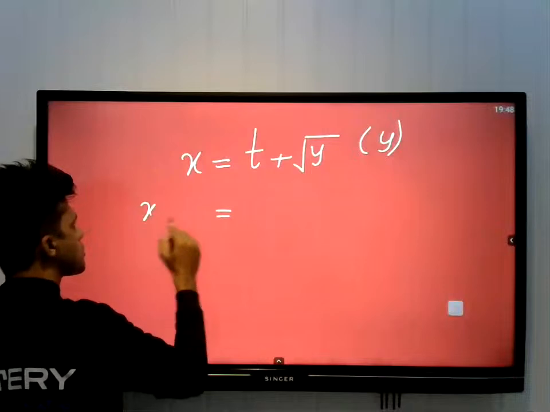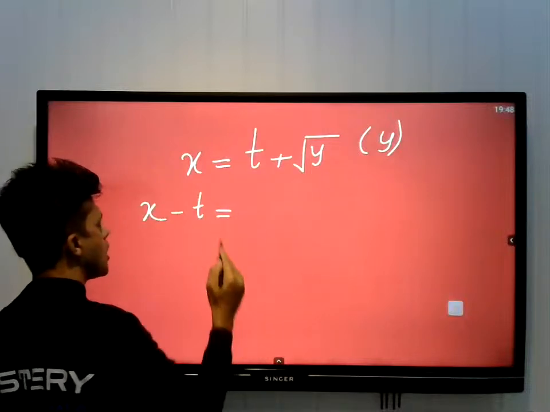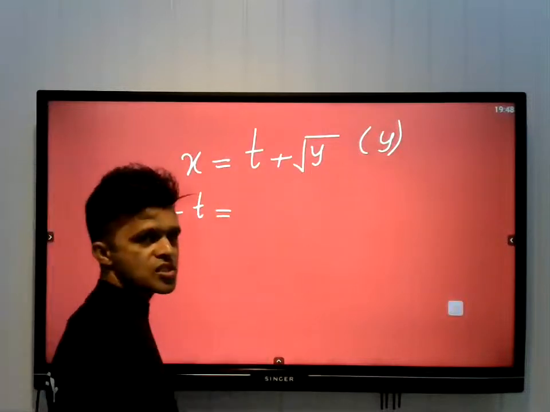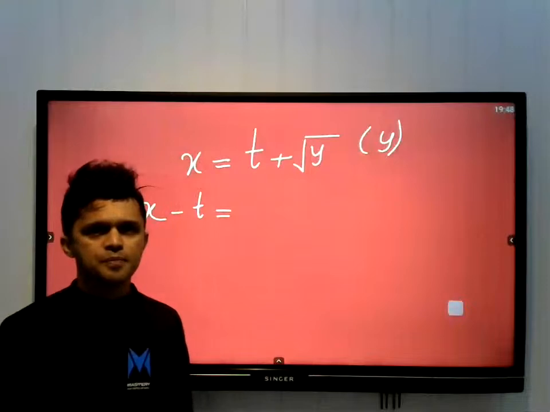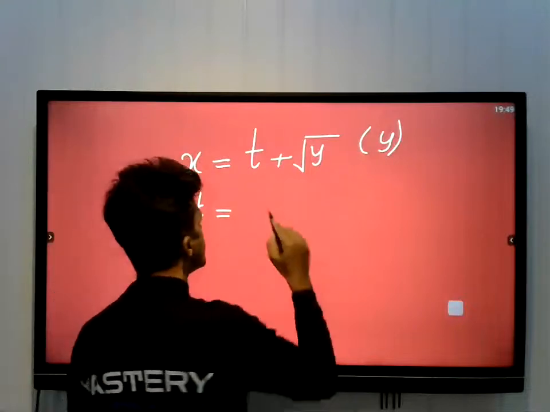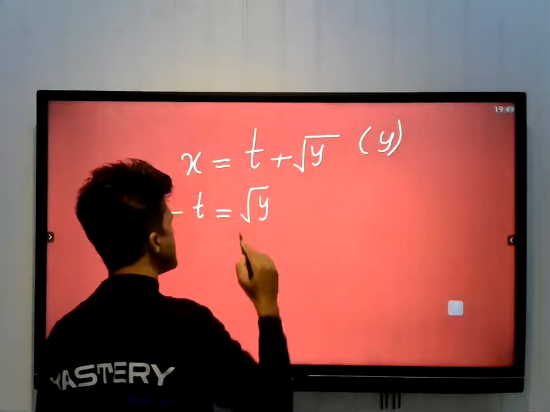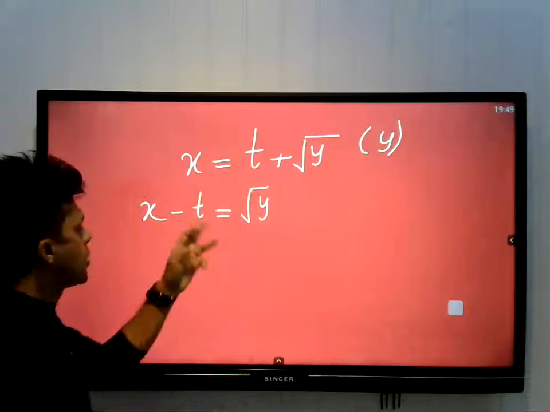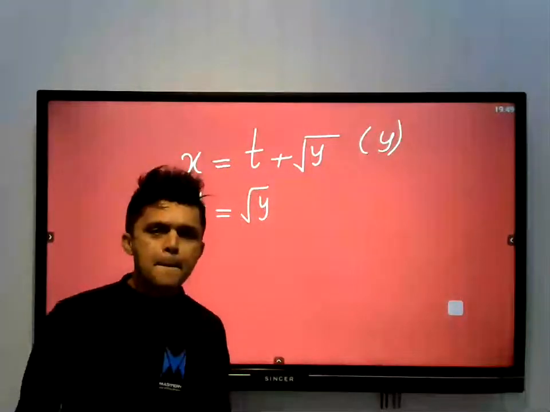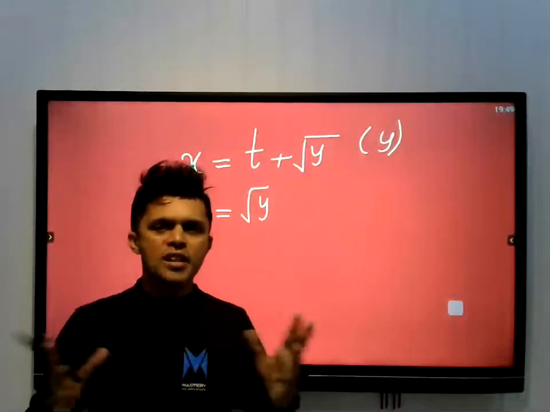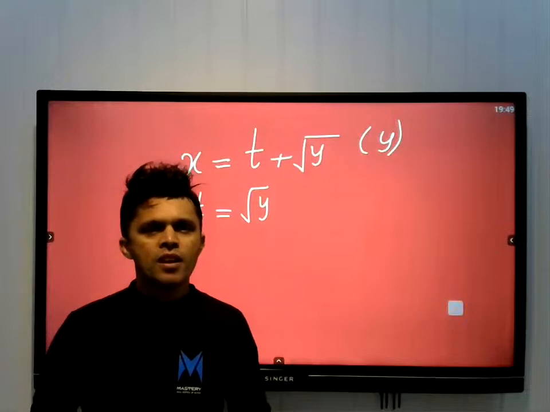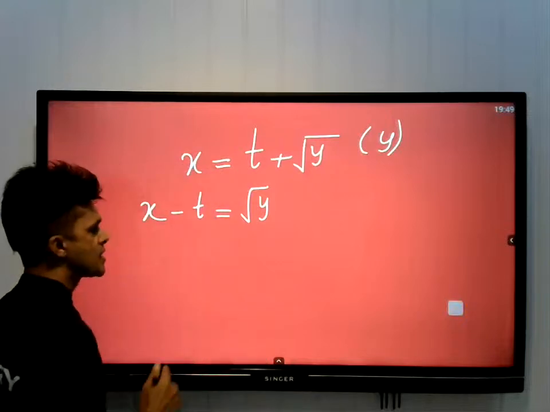You need to get this plus y into this side. Then this becomes plus t. Plus t becomes minus t equals to root y. So plus t becomes minus t. Now how can I do this? How can I write the term y as the subject? The term y can be written as the subject.